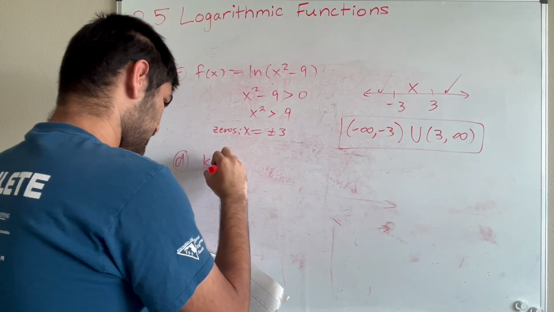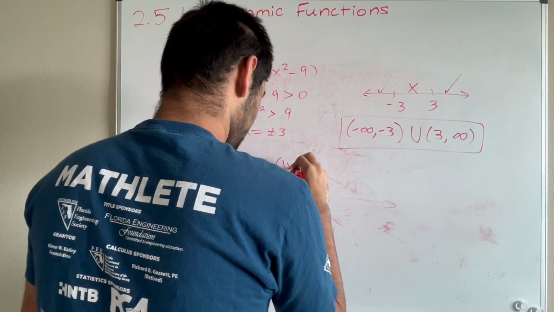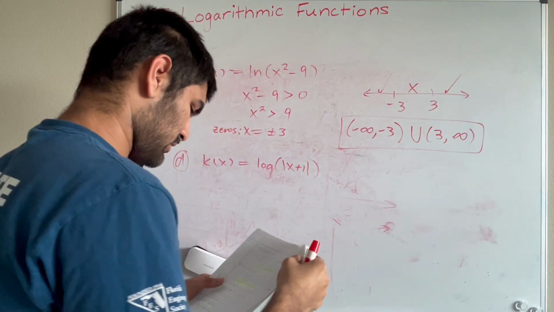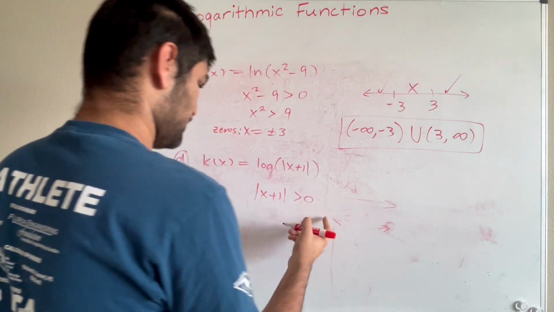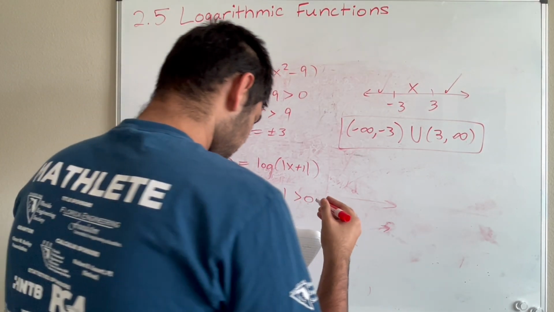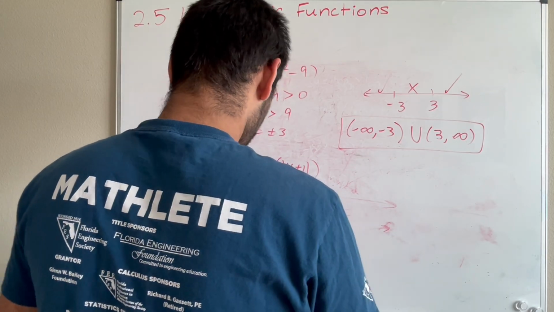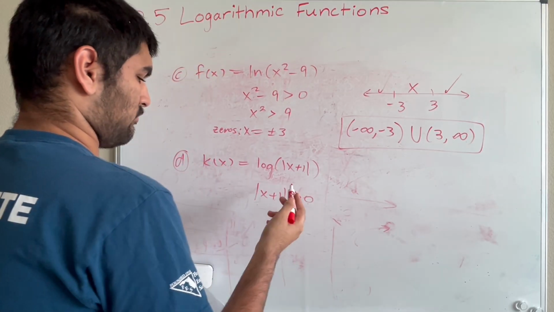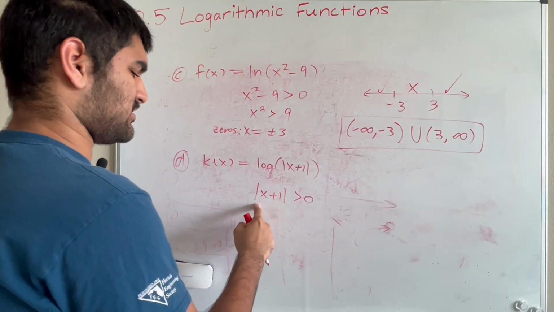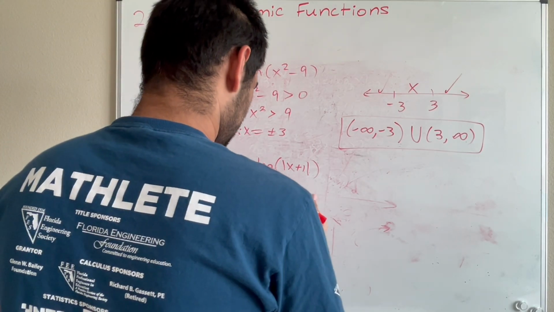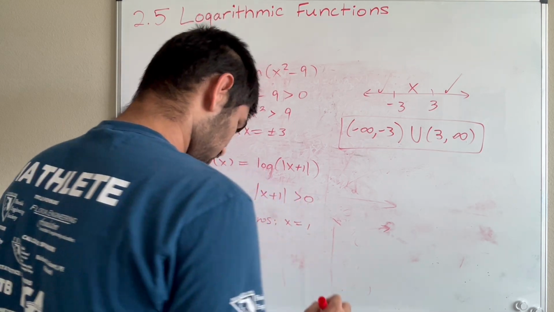Suppose we have k of x equal to log of the absolute value of x plus 1. Okay, so like always, set it greater than 0. Again, you're probably going to want to do a number line for this one because there are multiple different values that can satisfy this, so it's not just one interval, right? The zero of this is just when x is equal to negative 1.